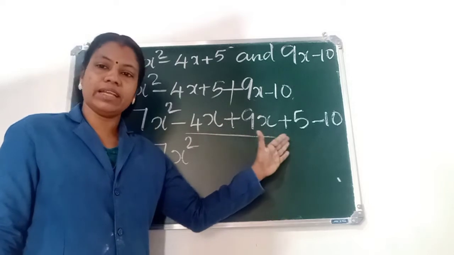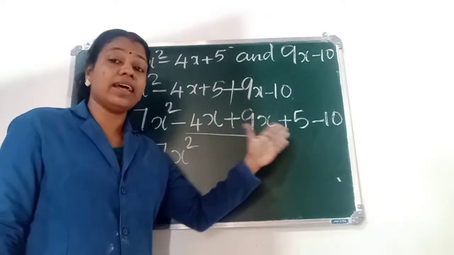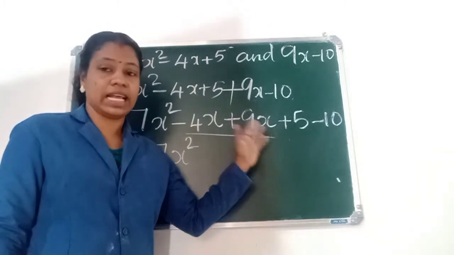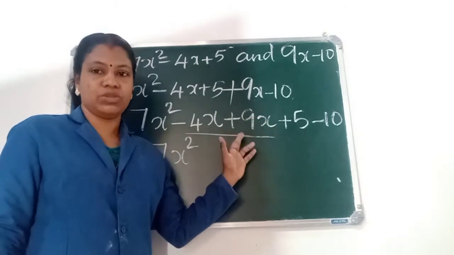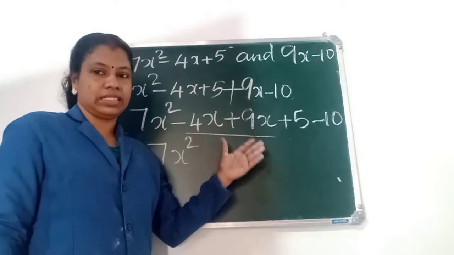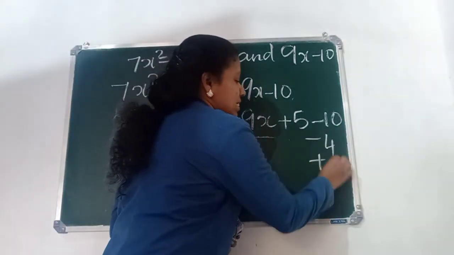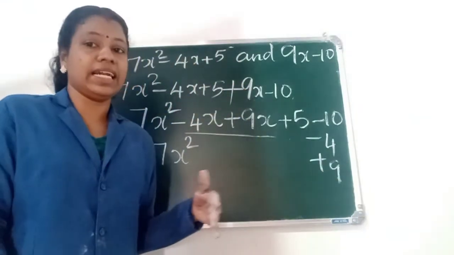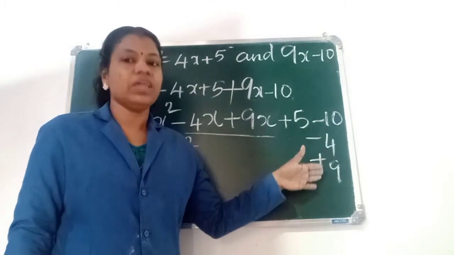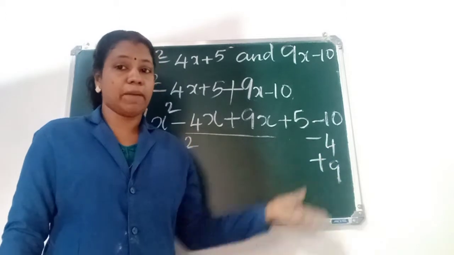Okay, so variables no need to add. Do not add the variable, just add the numerical factors only. Okay, so x and x are variables. x is the variable of these two terms. So add the numerical factors. That means minus 4 plus 9. What is minus 4 plus 9? Use the integer addition rule. One is plus and one is minus symbol. So what do we do? Yes, here we subtract the numbers and put the greater number's sign.